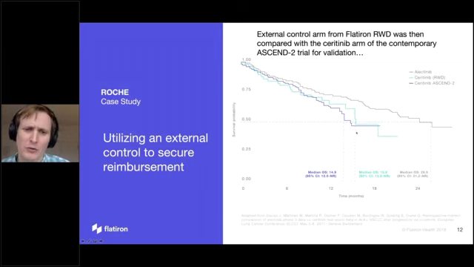So it shows the value of both real-world data, but also adjusting the cohort to make sure that you're reflecting the patients that might be in the trial. So hopefully that summarized this slide. I'm happy to go back to it later if there's any questions.